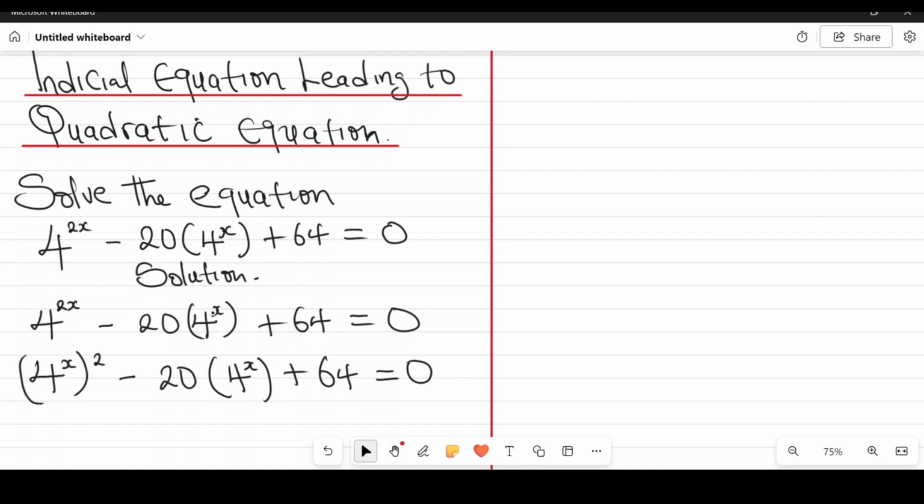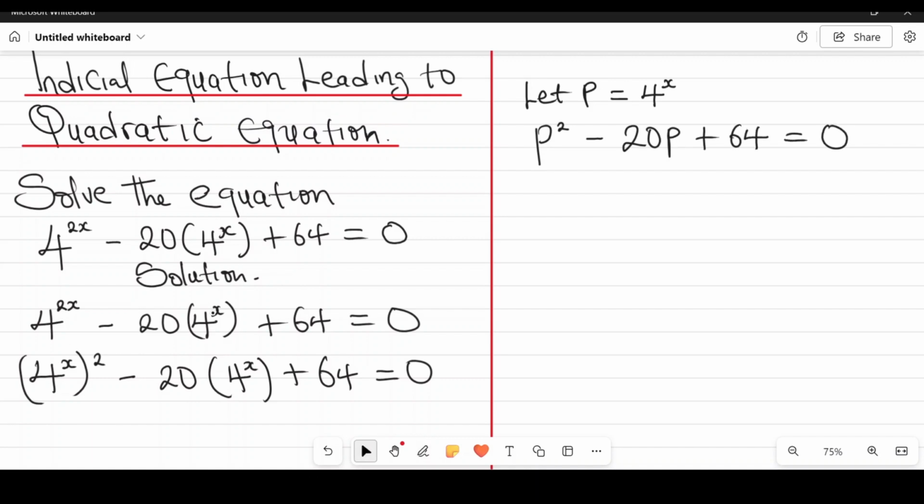So at this point, I will make a very important substitution for me to be able to simplify the equation so that it looks like a quadratic equation. So I will say let p be equal to 4 raised to the power of x. If that has been taken down, we now have in our equation p squared minus 20p plus 64 equal to 0.